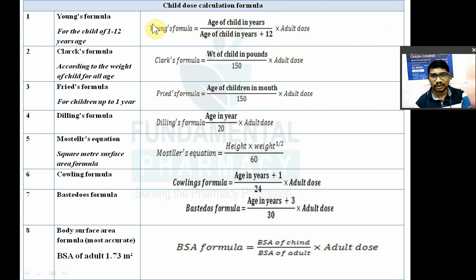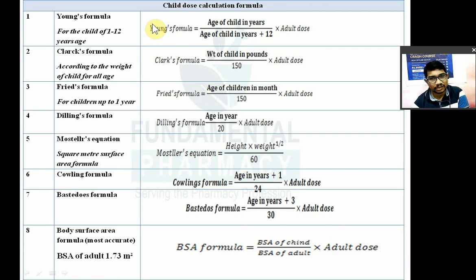Why? Because in children, they have not developed their organs well as far as the liver and kidney are concerned. So in children they have less metabolizing capacity and less excretion capacity for drugs. In case of geriatric patients, older people, the liver has decreased capacity and the kidney has decreased capacity to excrete.